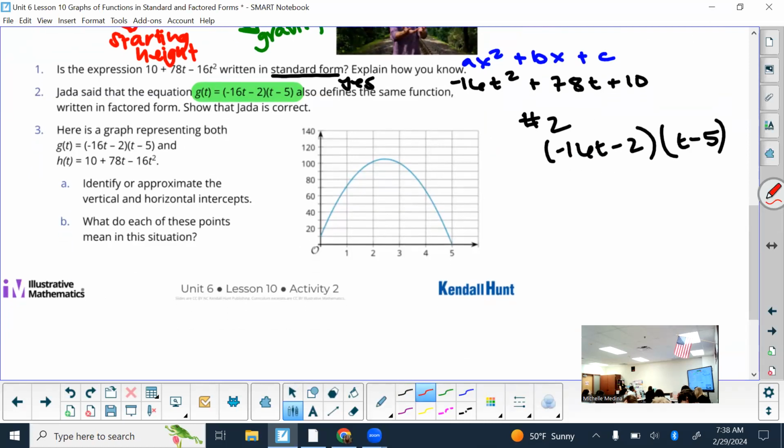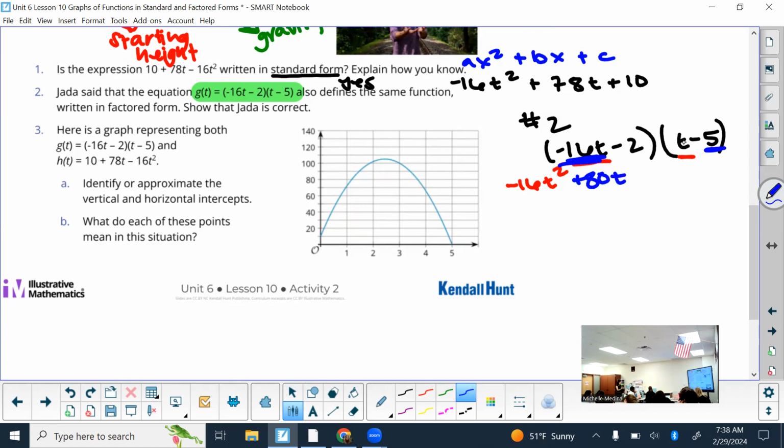So if I choose to do FOILing, here's my first terms. Table 2, what's negative 16t times t? Okay, good. Table 3, my outer terms. These two, what do I get when I multiply them? Okay, I haven't done the math yet today, so I'm gonna choose to believe you that 16 times 5 is 80. But it definitely should be positive, so if anyone wants to check that part, feel free.